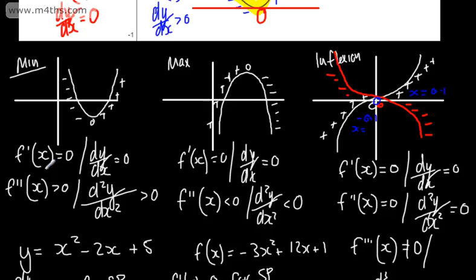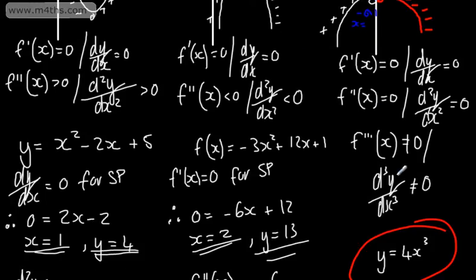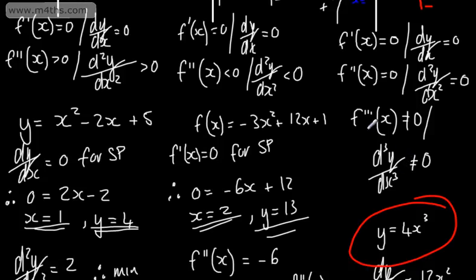Evaluate the x coordinate of the stationary point in the second derivative. We would end up with it greater than 0 if it's a minimum, less than 0 if it's a maximum. It would be equal to 0 and inconclusive, so we would need to do further tests, and if the third derivative was not 0, it's a point of inflection.